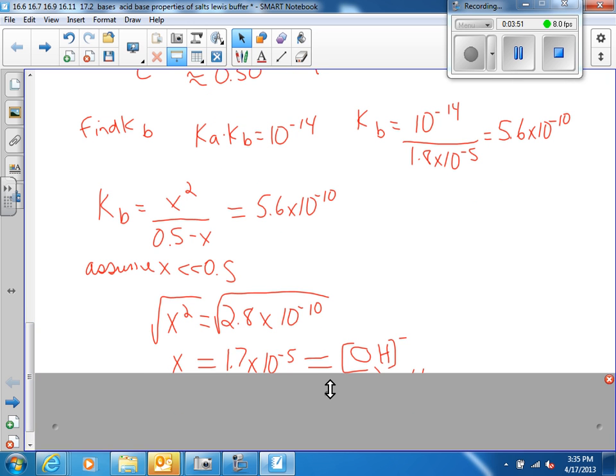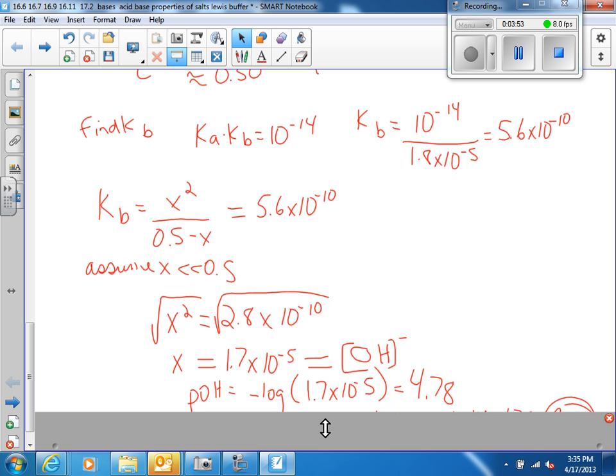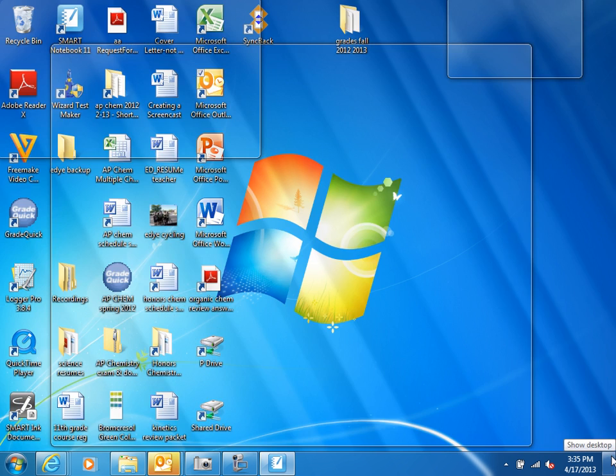I can get the pOH, negative log of OH. There's my pOH. Now my pH is just 14 minus the pOH. And there you have it.